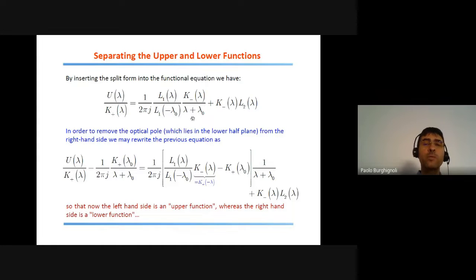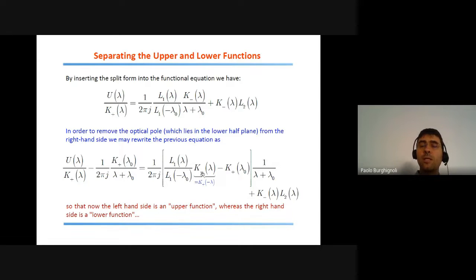There is an exception. We still have the optical pole at minus lambda 0, which is not a lower function because the pole lies in the lower half plane. So we have to remove this pole from the right-hand side. In order to do that, what we need to do is just to subtract a suitable quantity from both sides. And the suitable quantity is the one that you can see here on the left-hand side. It's 1 divided by 2 pi j times k plus evaluated at lambda 0 divided by lambda plus lambda 0.